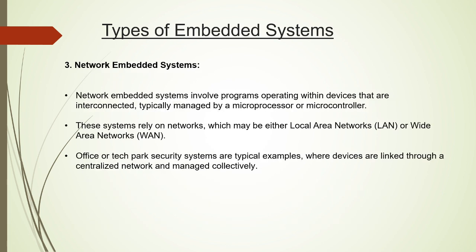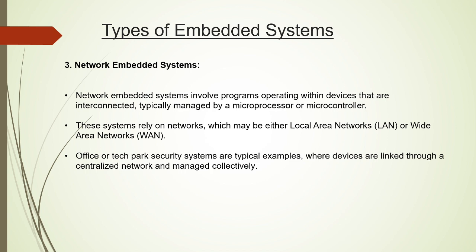And the third one is network embedded systems. Network embedded systems involve programs operating within devices that are interconnected, typically managed by a microprocessor or microcontroller. These systems rely on networks, which may be either local area networks or wide area networks. These terms, LAN and WAN, come from wireless communication technology.